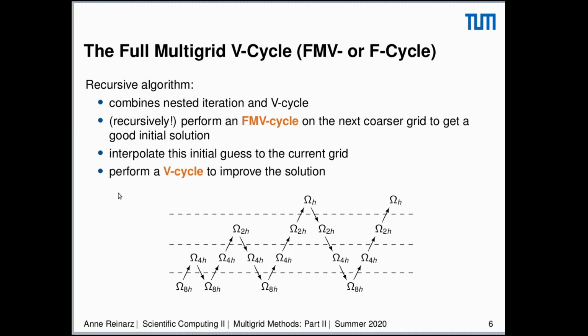Okay, so in this case, it basically is combining the nested iteration and the V cycle. So again, we perform this recursively. We start on the coarsest grid now instead of starting on the finest grid. And we solve there, and then we perform V cycles always starting in the grid that we're at. So if we're at omega 4h, then we would do a V cycle until we get back to that same level. Then we would interpolate up once again and do a V cycle on that one, and so on until we've reached our finest level. And that's actually a fairly good way of doing this.